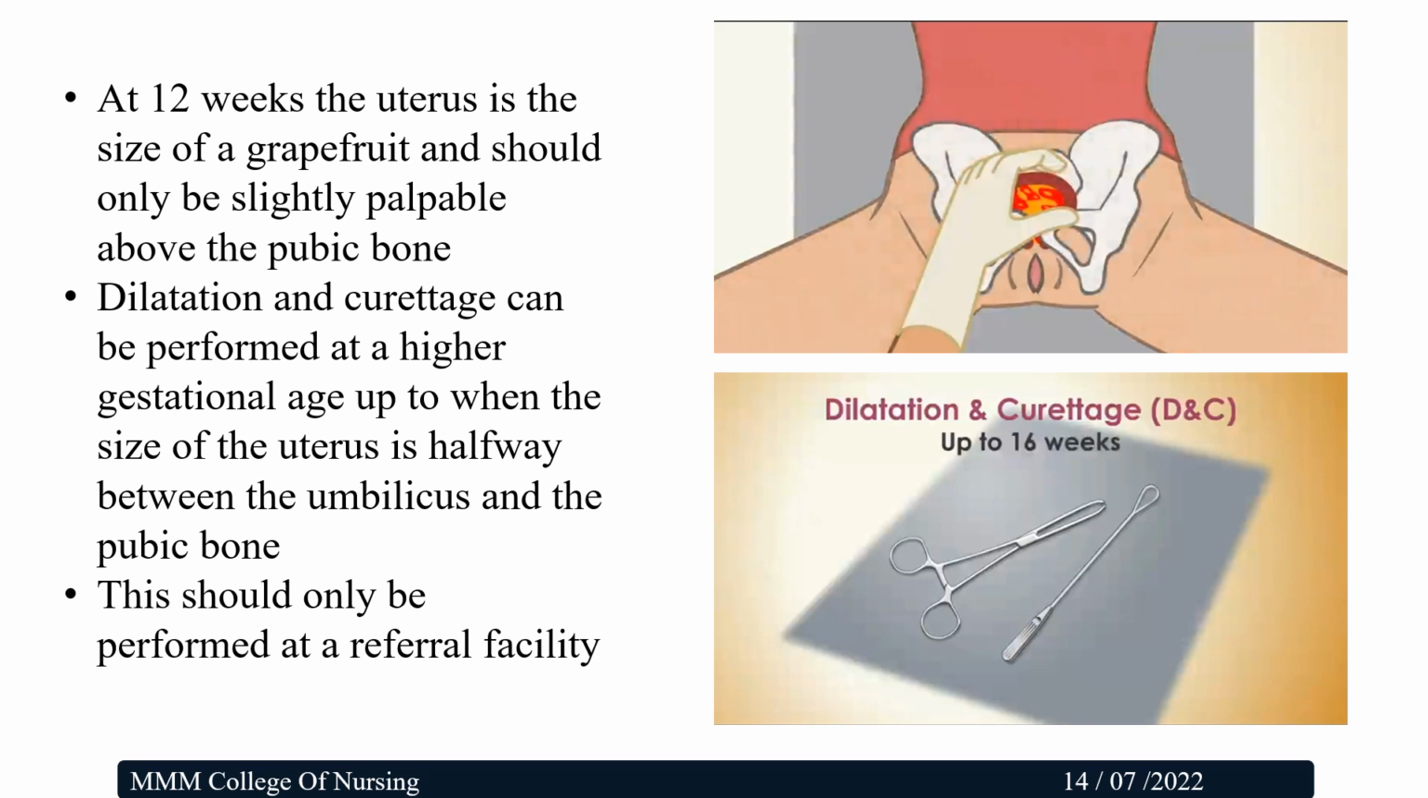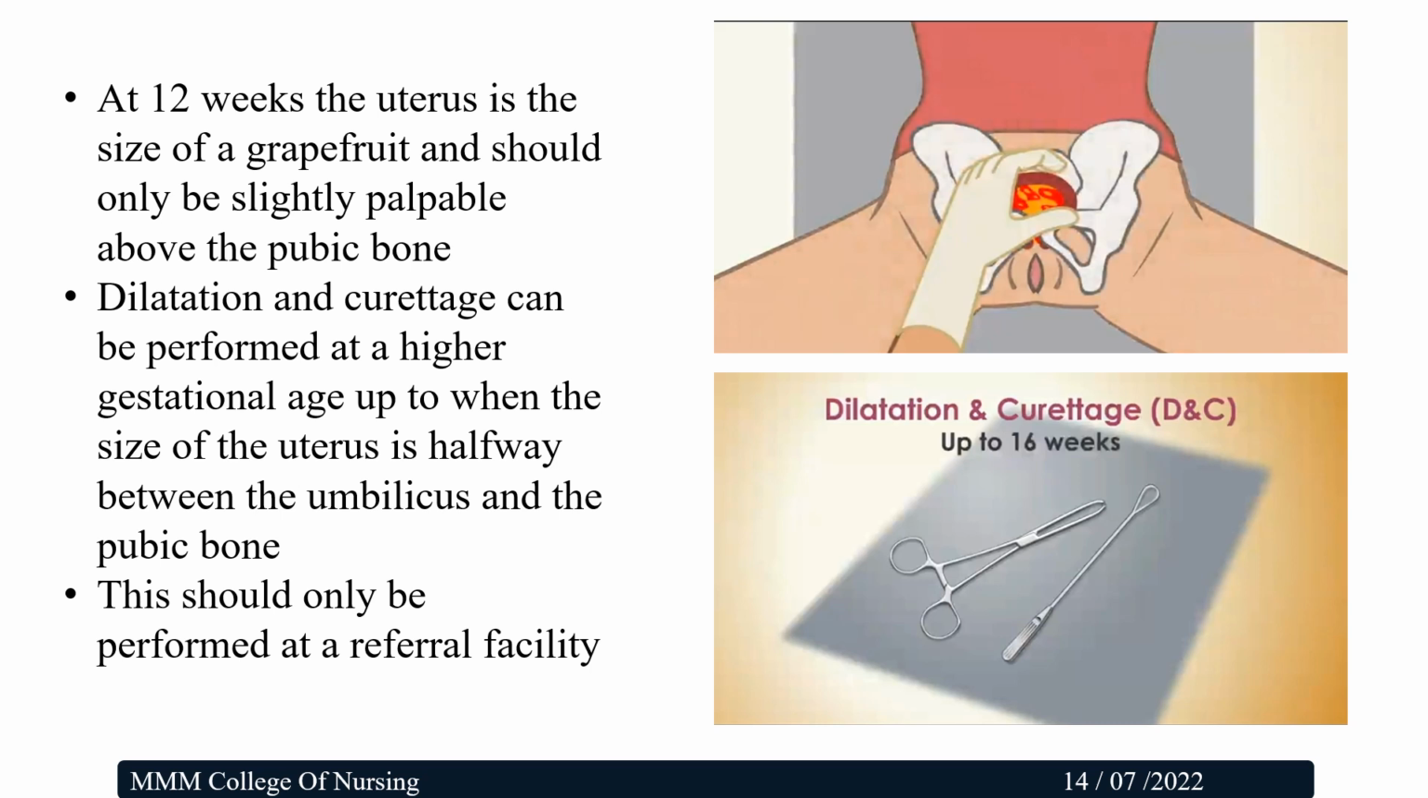As you can see in the picture, when you palpate the abdomen, the uterus is the size of a grapefruit and should only be slightly palpable just above the pubic bone. You can just palpate the uterus above the pubic bone at 12 weeks. So that's how you can measure the size of the uterus clinically.